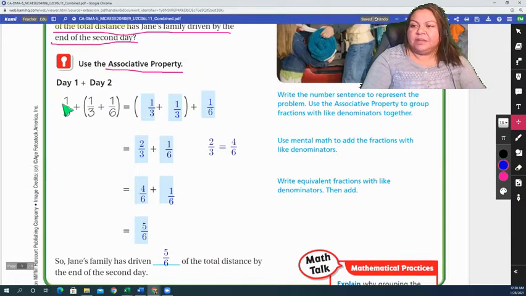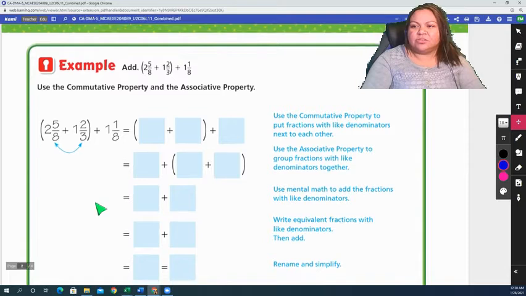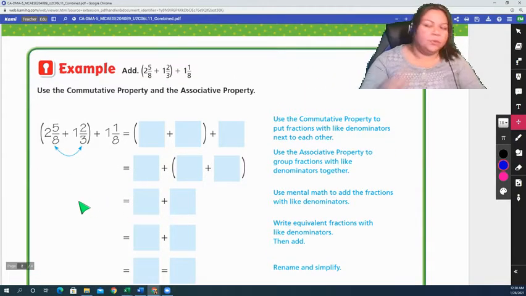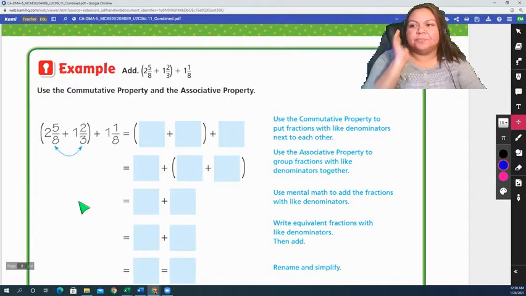So grouping it differently makes it easier, right? Because if not, I would have to find the equivalent fraction of each, which in this case wouldn't matter as much because it's the same fraction. But let's say that this was a different fraction with the same denominator, then it would help. So let's go ahead and try one more example, okay? Now here we're going to be using two properties, and you will see how.